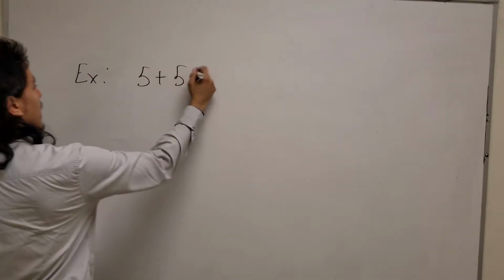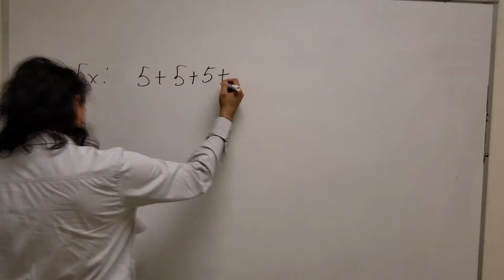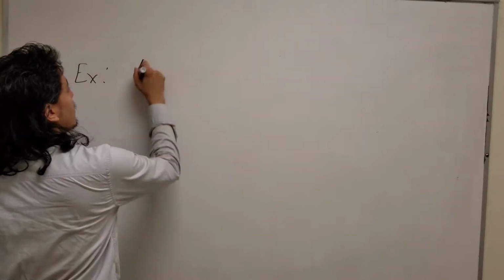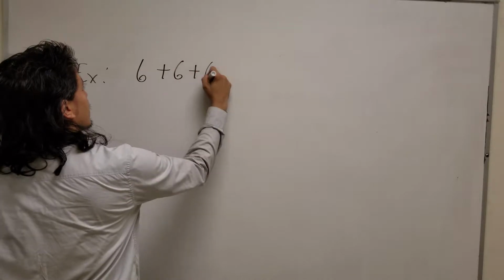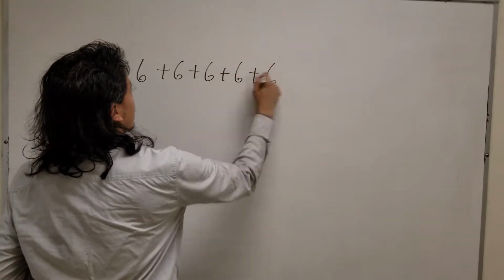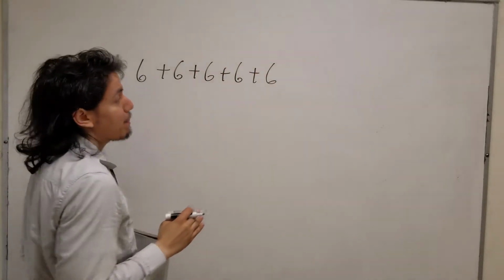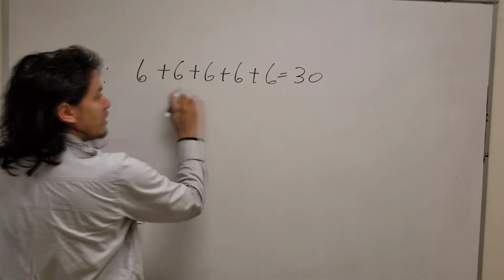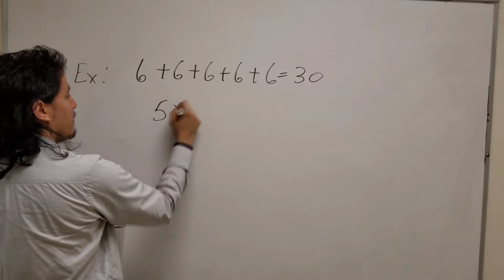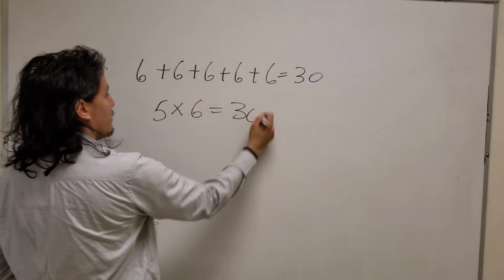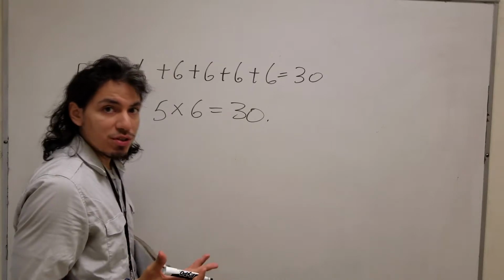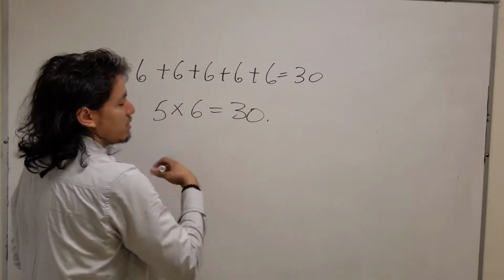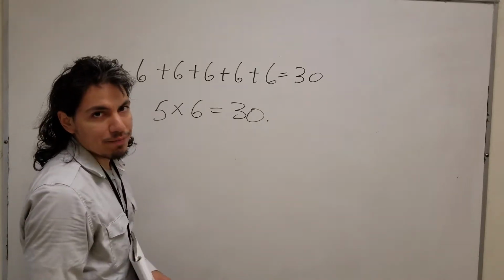If I were to add 6 five times, I would get what? 30. Or instead of doing this 5 times, you could just simply put 5 times 6, which gives me 30. Much easier. Rather than having to add all this up and write it out, I could just write 5 times 6. It saves me a whole lot of time.